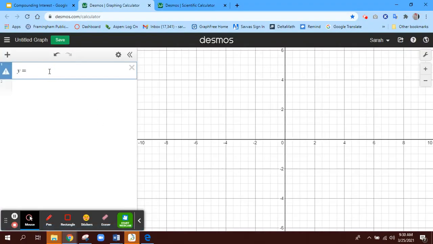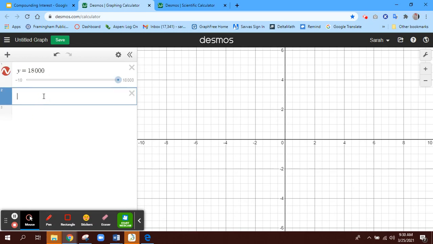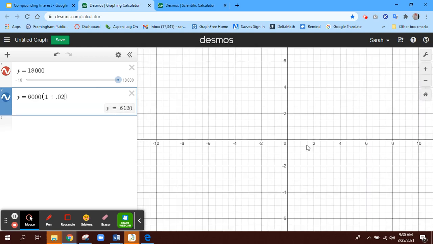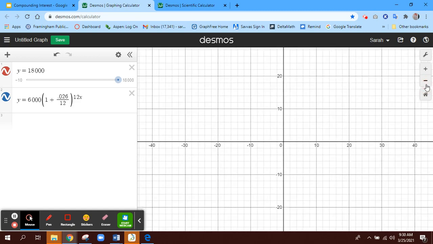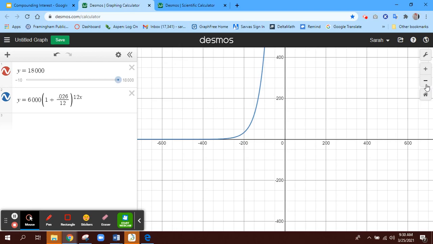All right, so we will type in y equals 18,000, and the other side of our equation, and we'll raise that to the 12x. Our goal is to find where they intersect. Now, I can't see anything. I don't see the graph. I don't see an intersection point. And that's because this y value is so large. 18,000 is what this y value is. That's what we're trying to reach. And I only see up to 6. So I'm going to have to go much farther to be able to see 18,000.